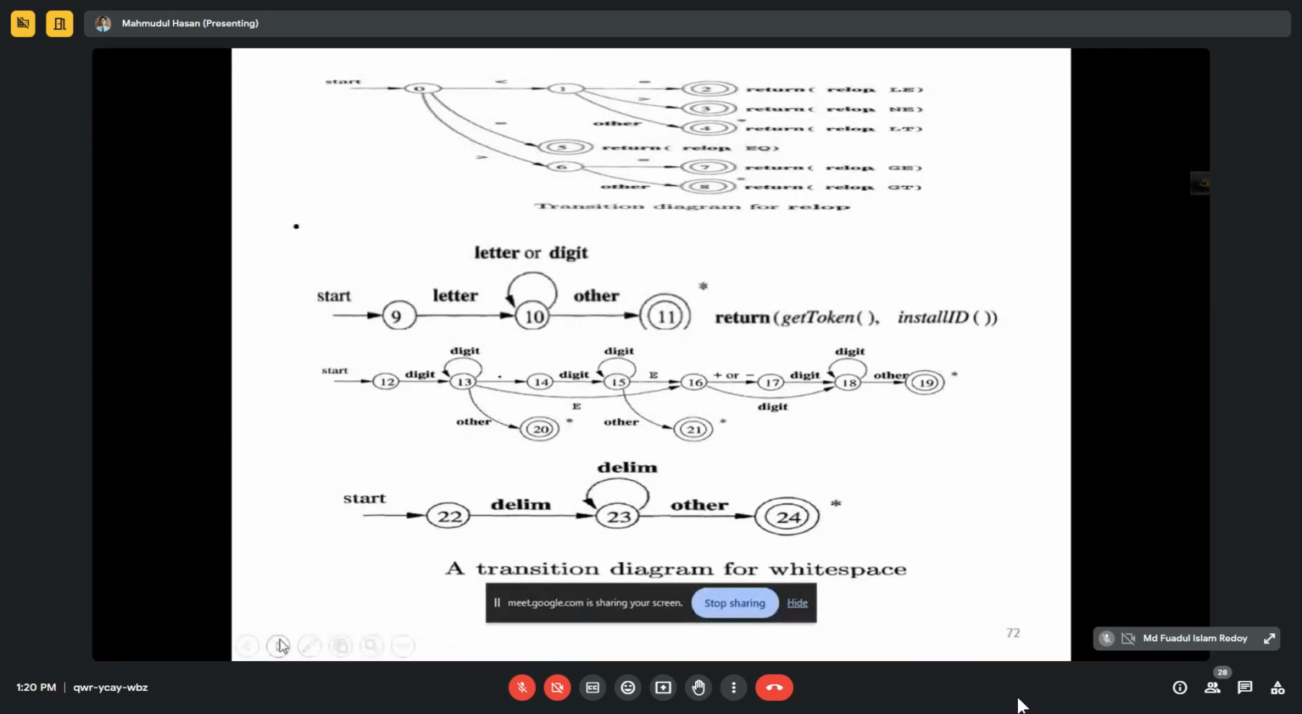Okay. So till now we learned the transition diagram, the transition diagram for relational operator, that means relop. And I provided the code. So any question regarding the code?